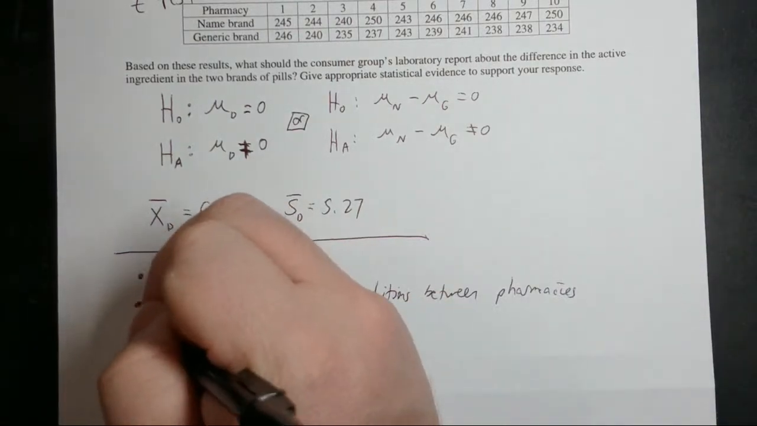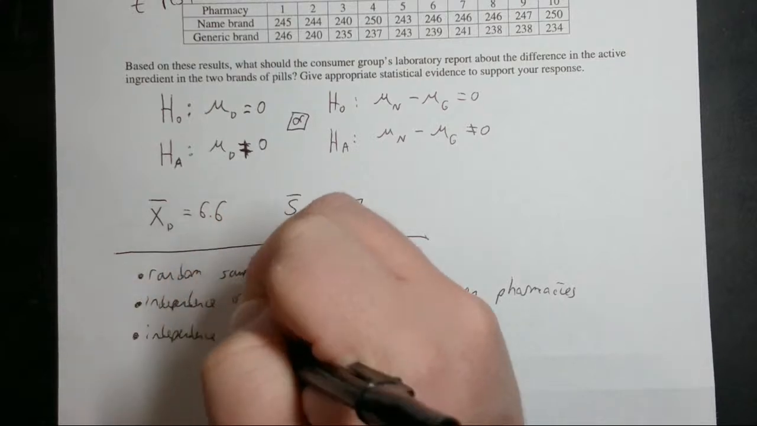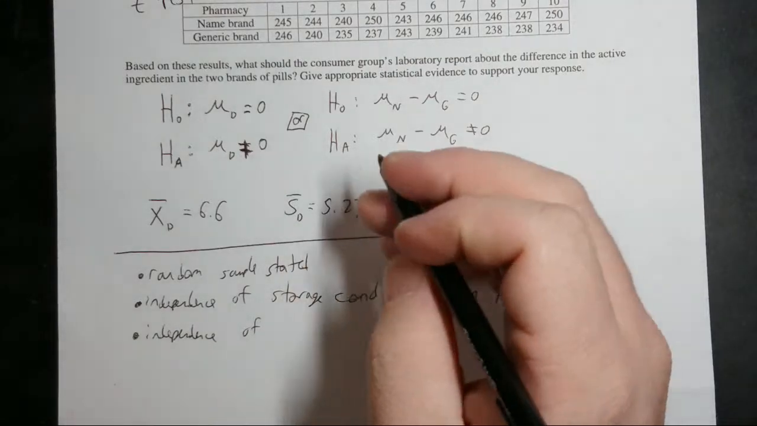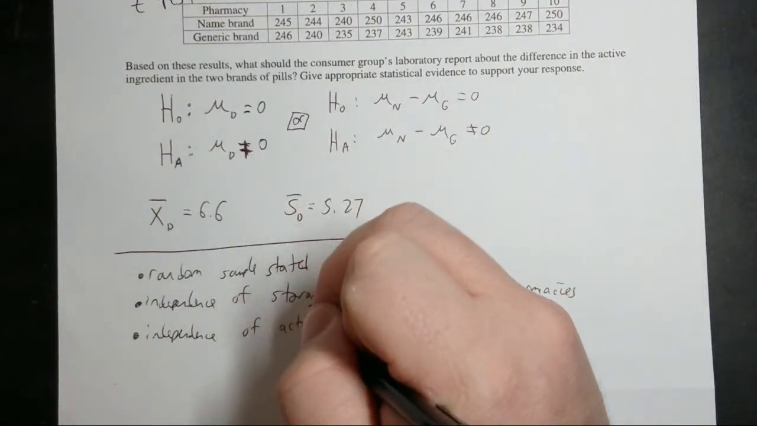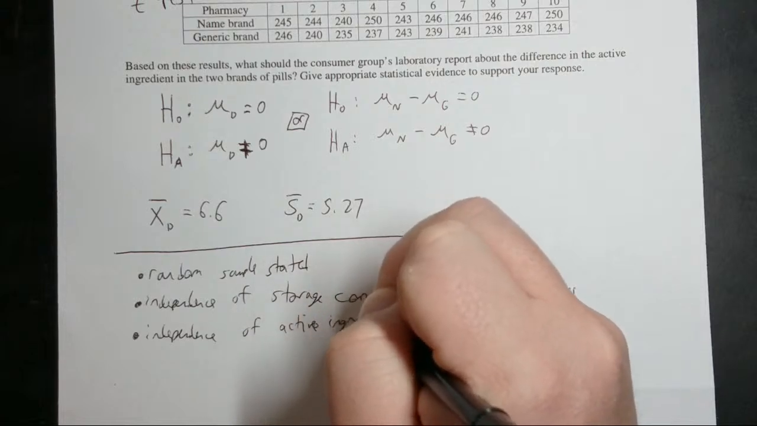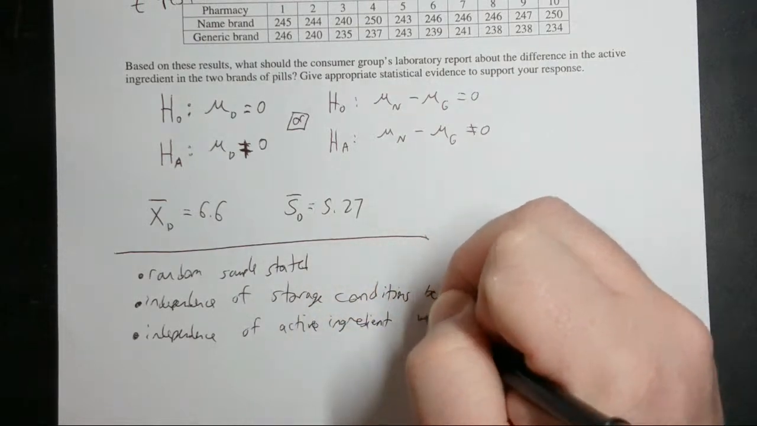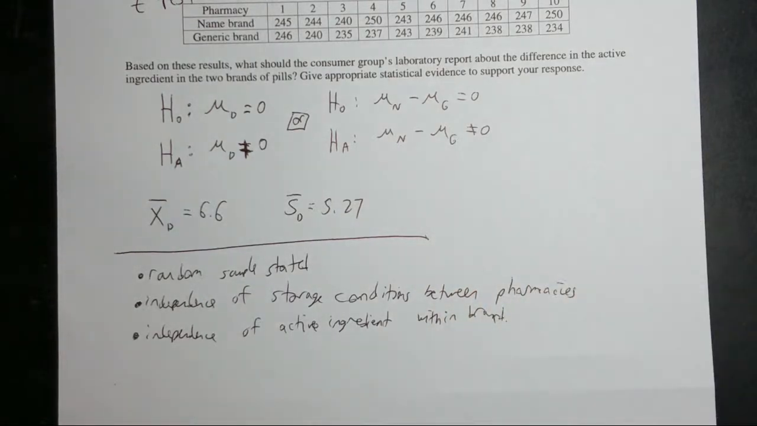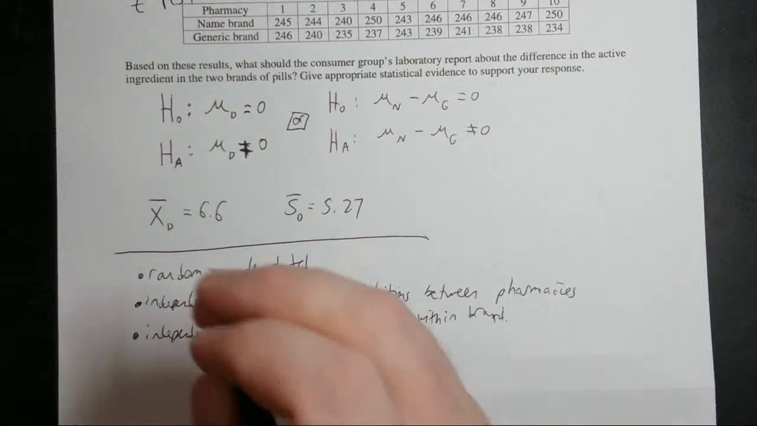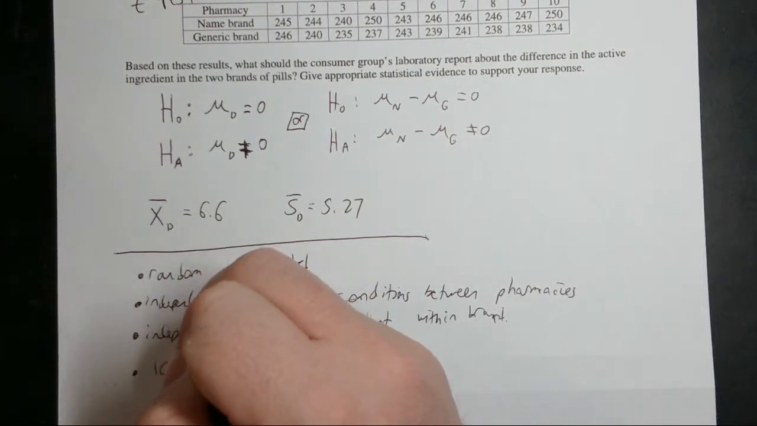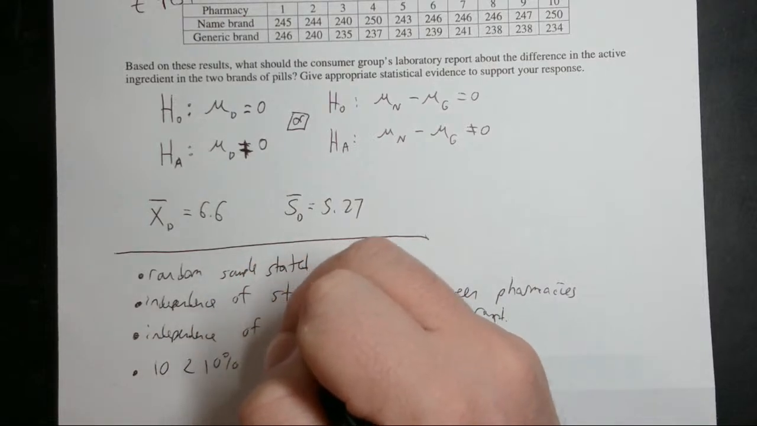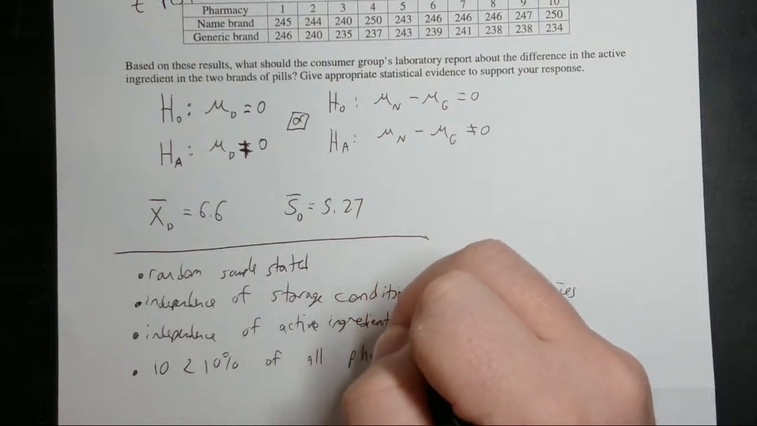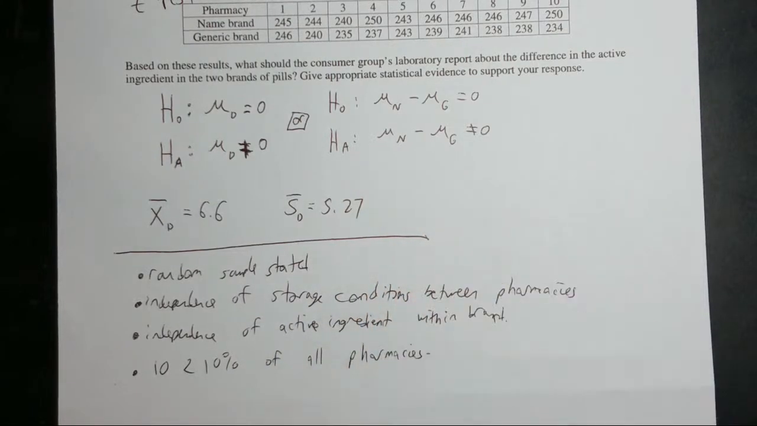Another way you could state independence is independence of active ingredient within brand. Something along those lines. Independence is hopefully assumed based on the random sample that was being stated. You could say that 10 is less than 10% of all pharmacies. Something along those lines.